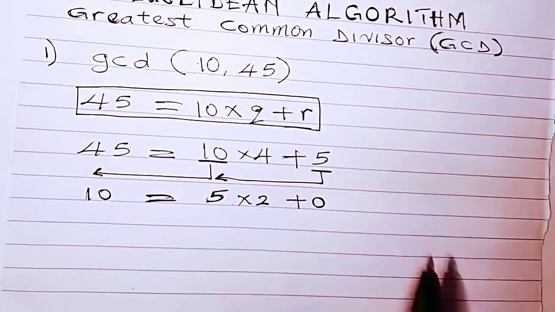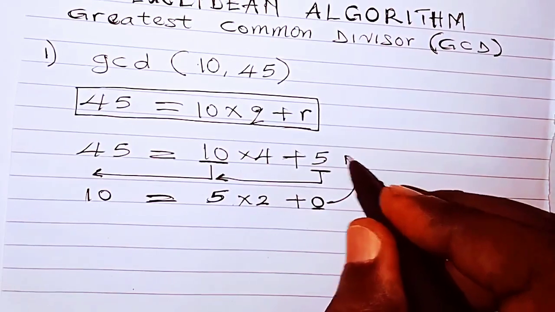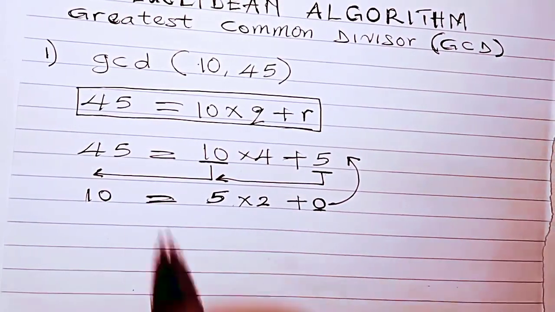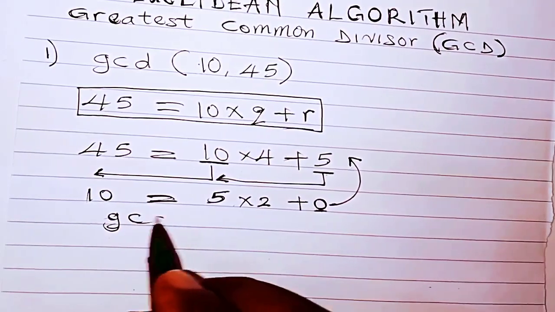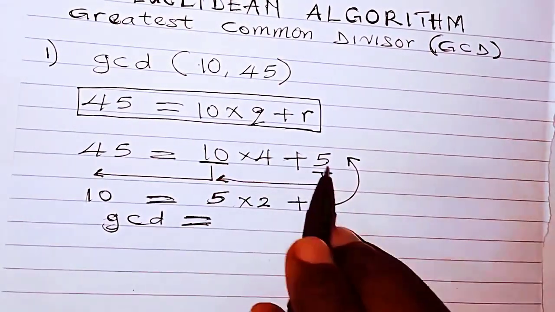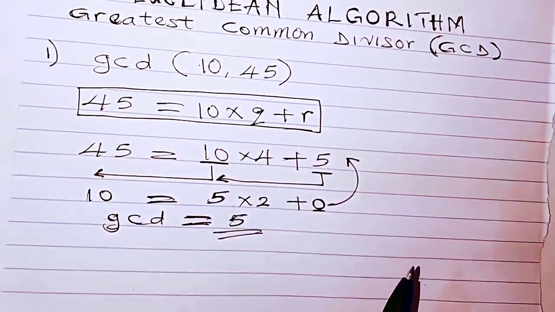And now that we've gotten 0, the right answer will be the remainder that precedes 0 there, which is going to be 5. So the GCD of 10 and 45 is actually 5. So that is the answer to the first question.